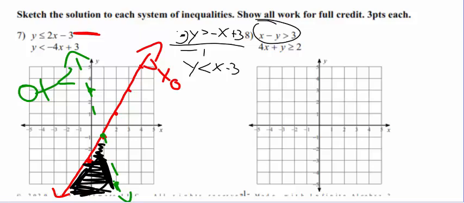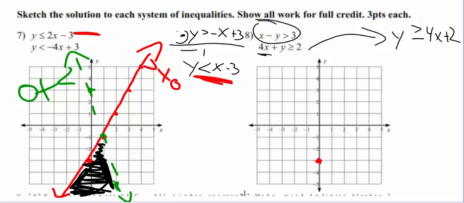Remember, whenever you multiply or divide by a negative, you have to flip the inequality. All right, now I'm going to go ahead and solve this one too. So I'm going to subtract 4x from both sides. Get y by itself. So I got y is greater than or equal to 4x plus 2. So let's go ahead and graph these. Make that first one red. I go down 3, put a dot.